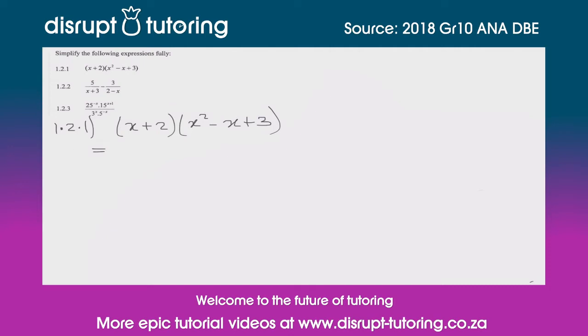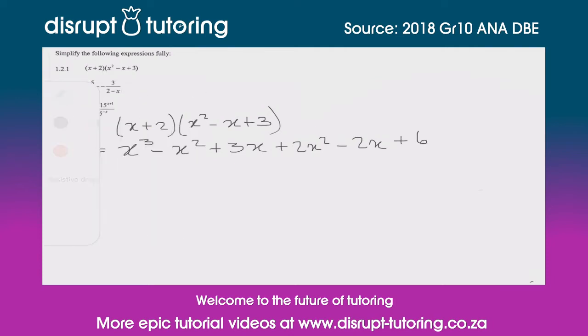So x times x squared gives us x cubed. x times minus x gives us minus x squared. x times positive 3 gives us plus 3x. Then 2 times x squared gives us plus 2x squared. Plus 2 times minus x gives us minus 2x. And then plus 2 times plus 3 gives us plus 6.